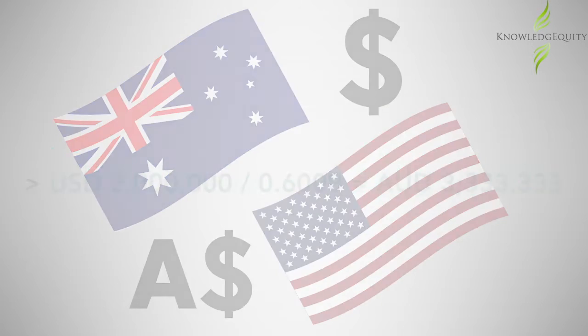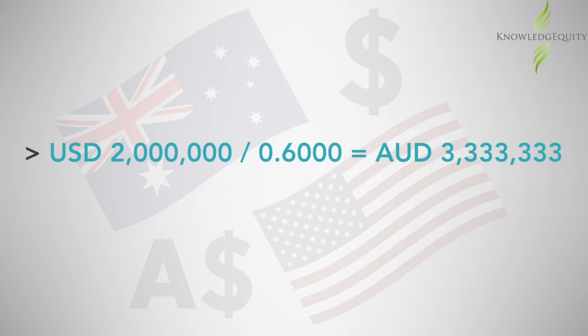Let us finally consider an example relating to an exporter. An Australian exporter expects to receive $2 million in 3 months' time. The spot rate is currently Australian dollars to US dollars 0.6, equating to a current receipt of 3,333,333 Australian dollars, calculated as $2 million divided by 0.6.